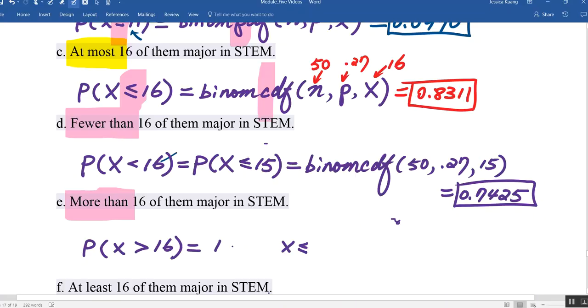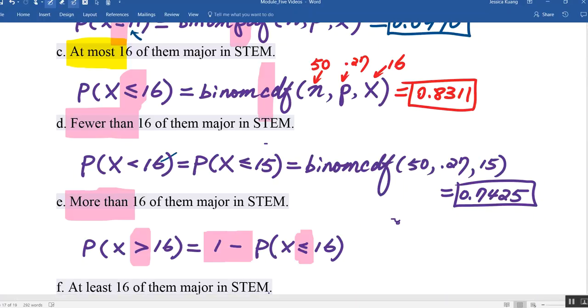To take the complement, we need to subtract it from 1, and we calculate the probability of x less than or equal to 16. So all I did was flip the inequality, and because I do not have an equal sign over here, I need to include the equal sign with this inequality. And make sure you also include 1 minus in front of this probability because we are taking the complement.